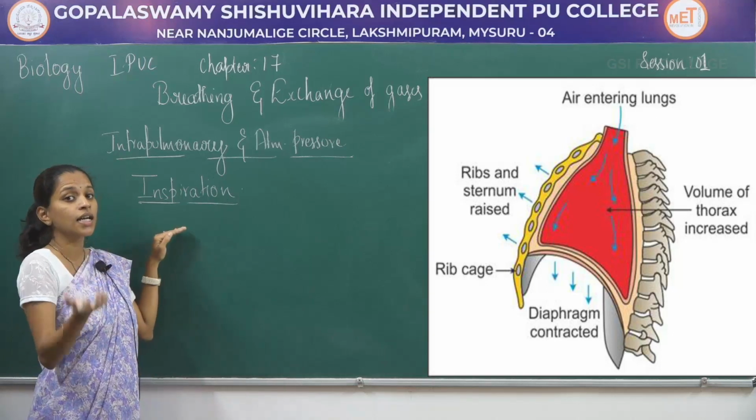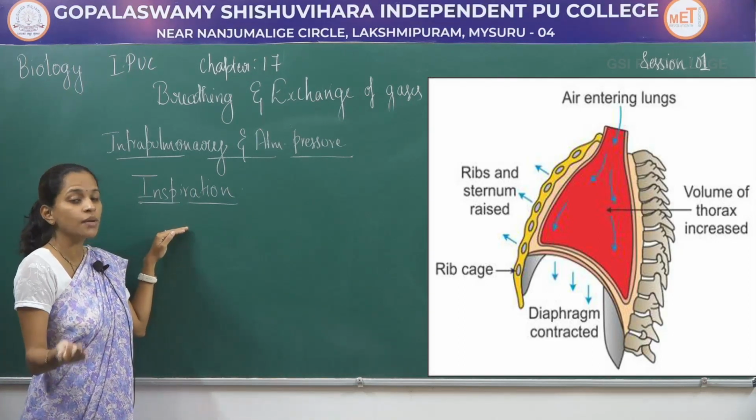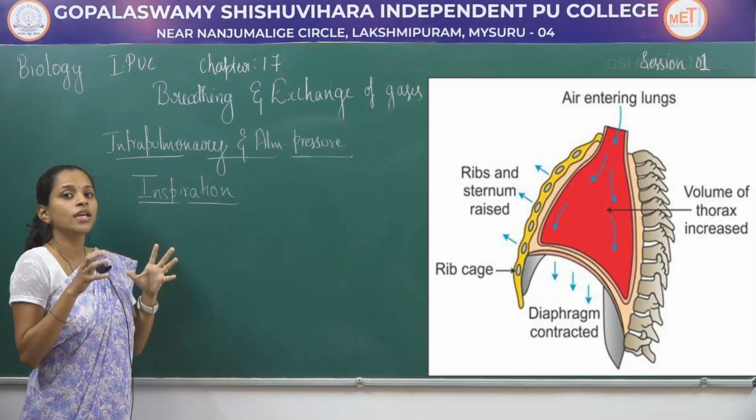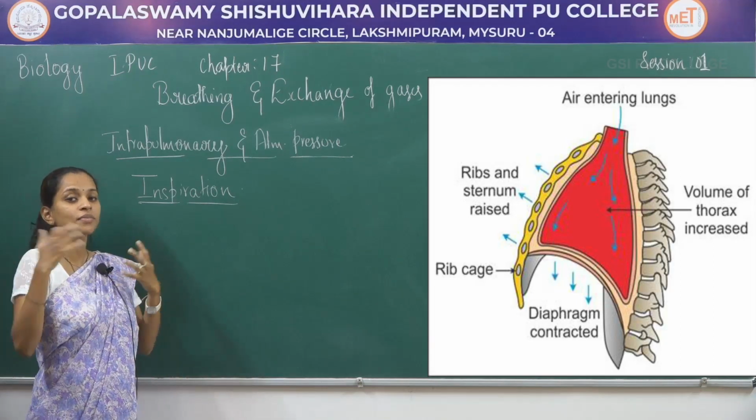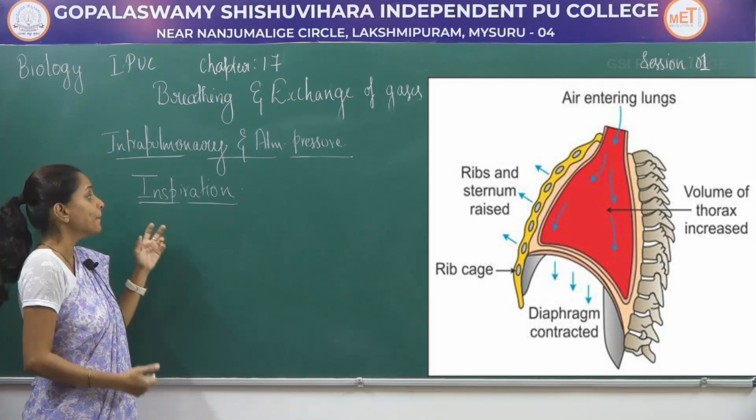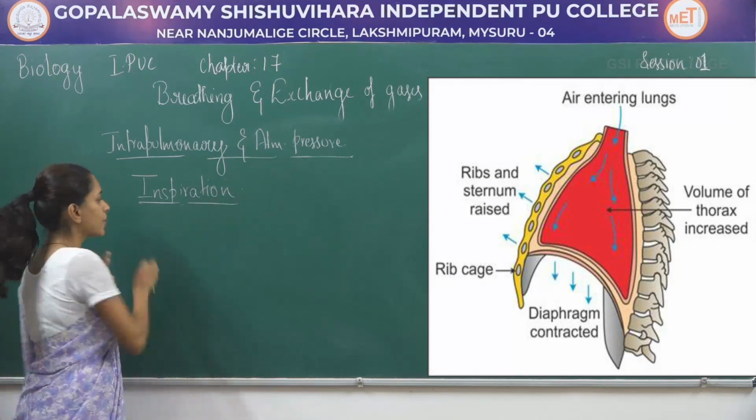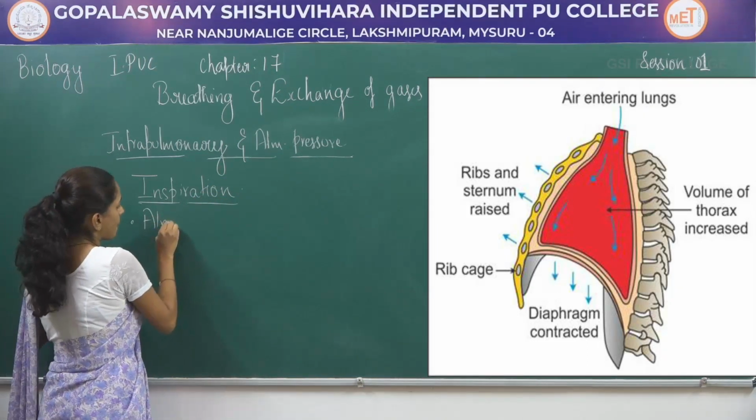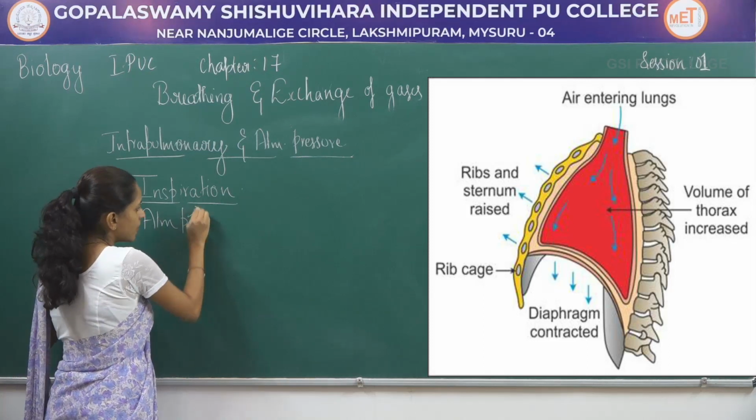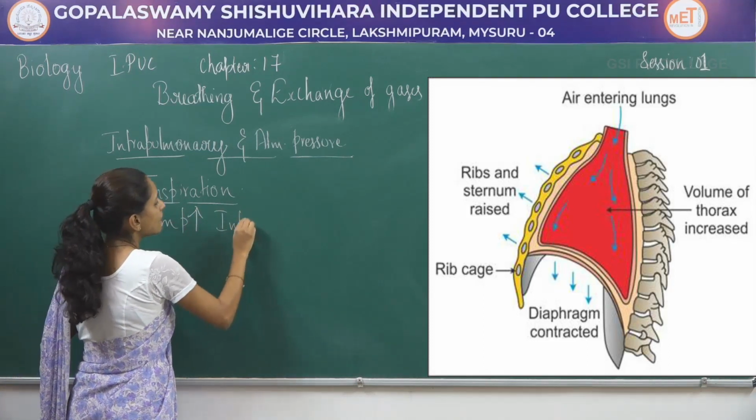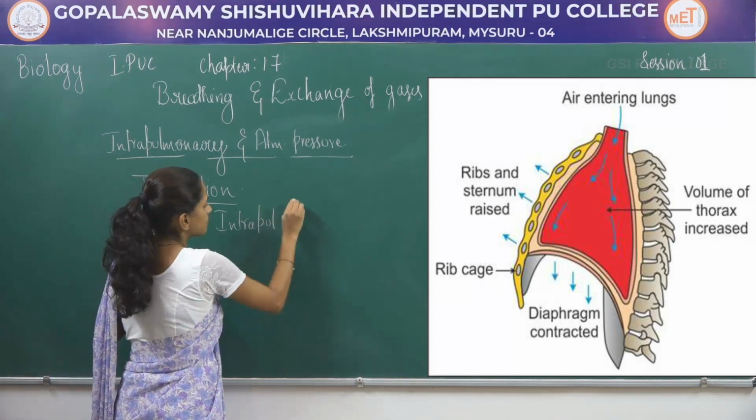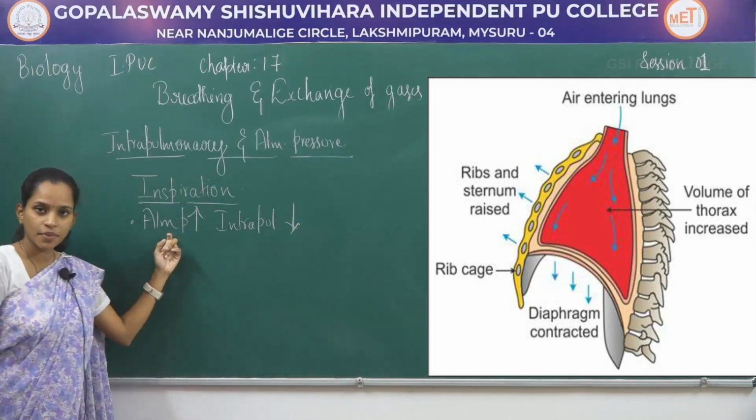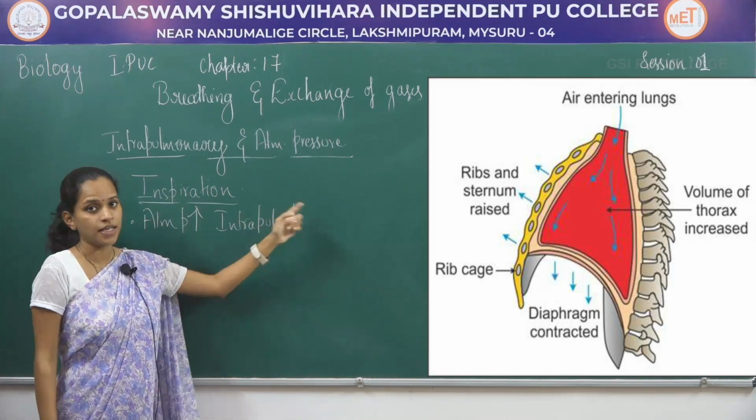During inspiration the air from the atmosphere must come inside the body. So here what should happen so that the air from the atmosphere enters inside? The atmospheric pressure should be more than the intrapulmonary pressure. Atmospheric pressure should be more than intrapulmonary pressure.